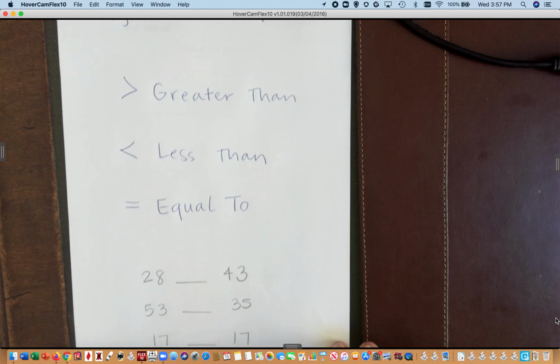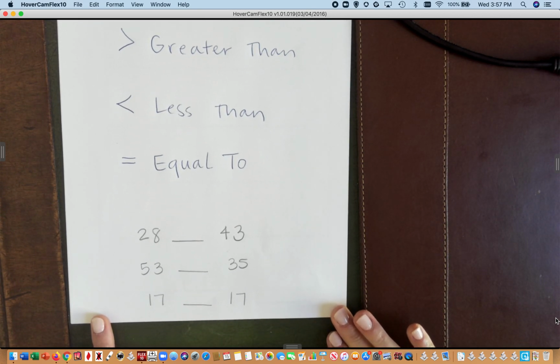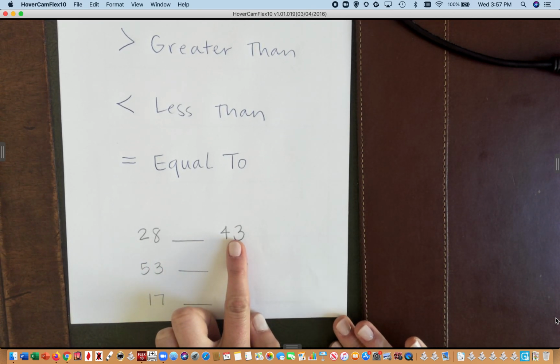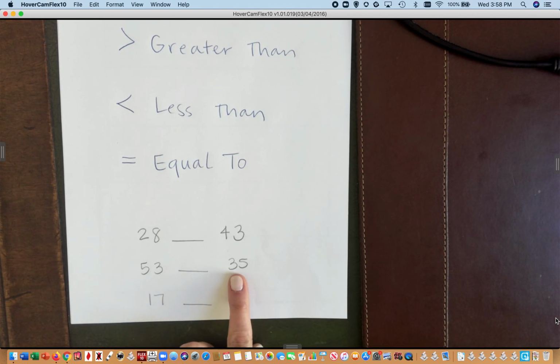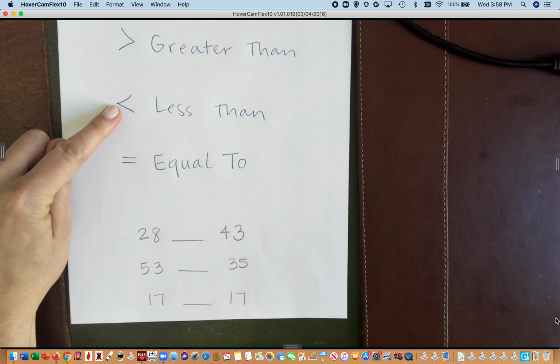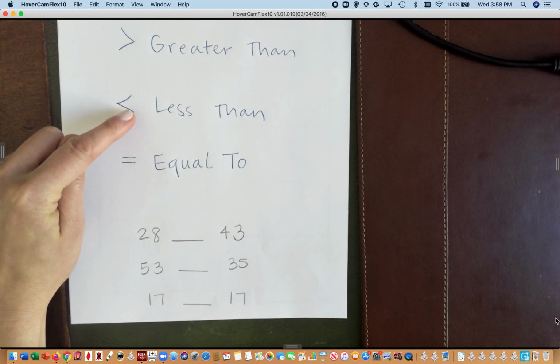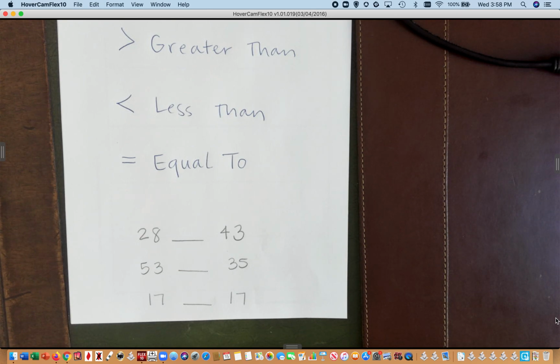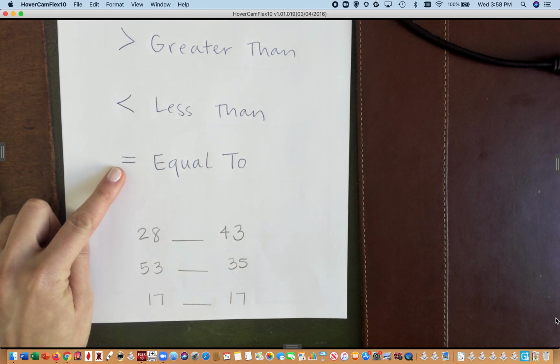So I have 3 sets of numbers at the bottom of this page: 28 and 43, 53 and 35, 17 and 17. The thing I want you to remember today is that the symbol greater than and less than looks a little bit like a mouth that's open and it's facing to the left or to the right. The open mouth should be eating or facing the bigger number. And if the numbers are the same, you're going to use the equal to sign.